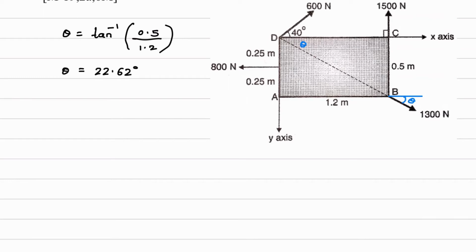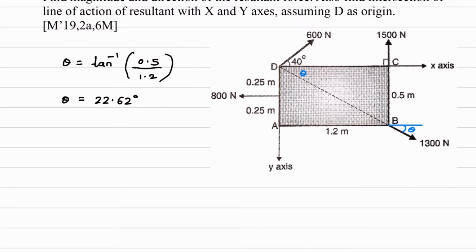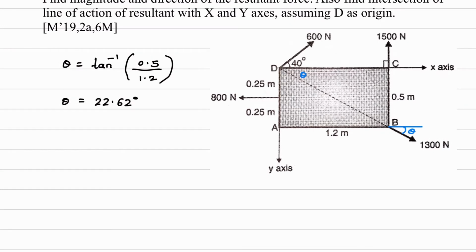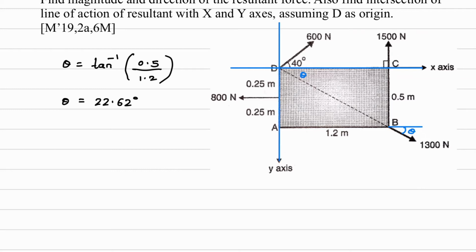Now we'll resolve the forces. One by one we will see. We'll start with this one, 600 Newton force. This 600 Newton force is making an angle of 40 degree with horizontal. So just resolve this force. Now the axis we have drawn over here. This is the axis. Now we have to resolve the forces, so x component and y component we have to write. So we have resolved 600 Newton force.